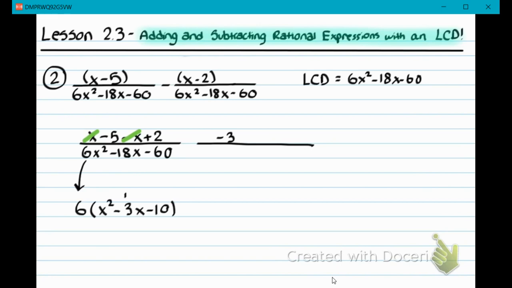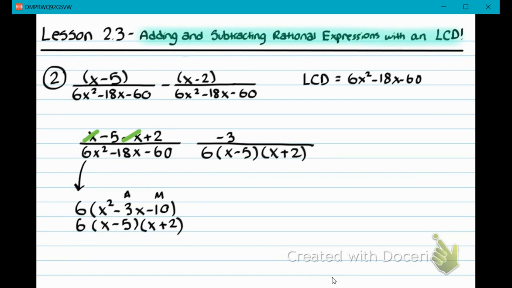And then you would do the AC method. So two numbers that multiply to negative 10 but add to negative 3 would be negative 5 and positive 2. And then we're done factoring. So that's what you would put in your denominator. 6 times x minus 5 times x plus 2.